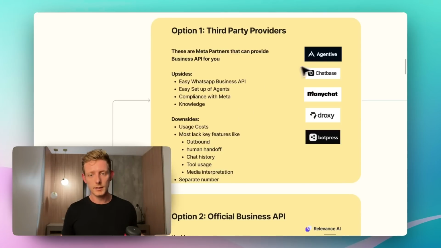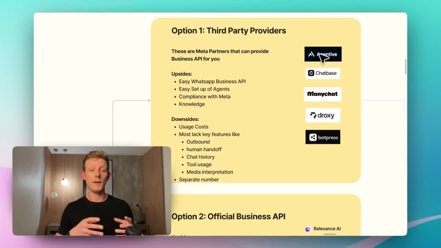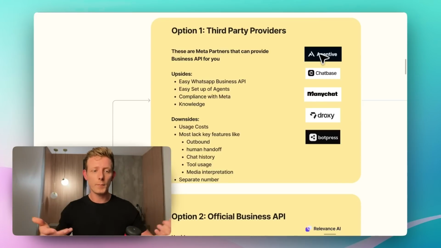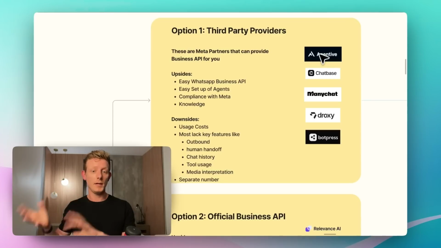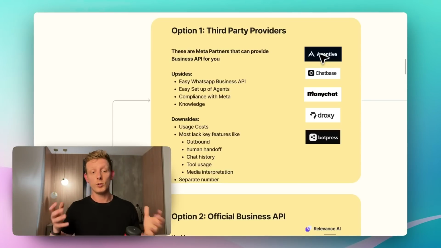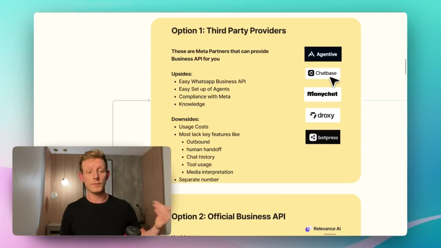For example, Agentive at the moment doesn't actually have chat history yet. They don't have a way to do outbound messaging, right? You can't have media interpretation and there's no human handoff, right? Now, Chatbase is a very similar one to Agentive. Now, Agentive actually does have tool usage, which is a big one. Chatbase, very similar to Agentive, they actually do have chat history, but also no outbound, no human handoff, no media interpretation. And I'm not entirely sure, but I don't think they have tool usage either, right?